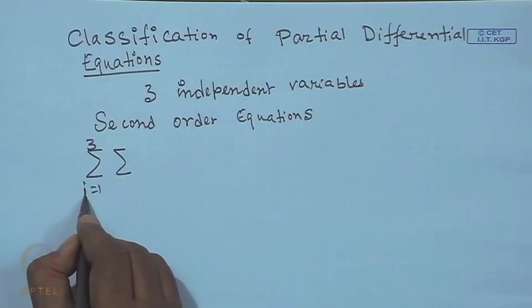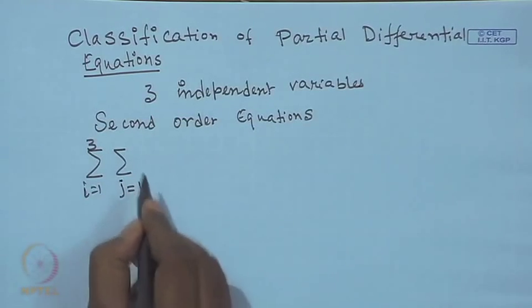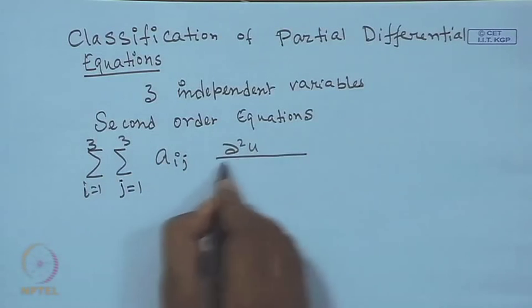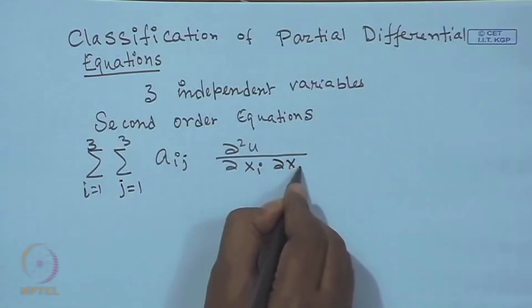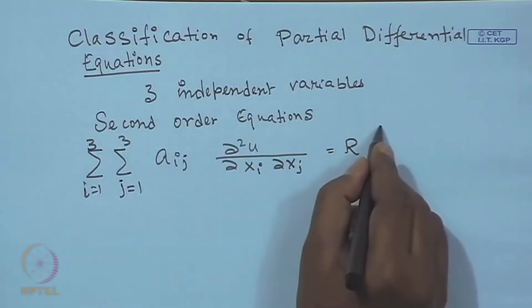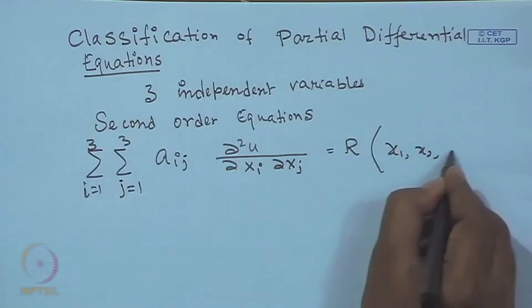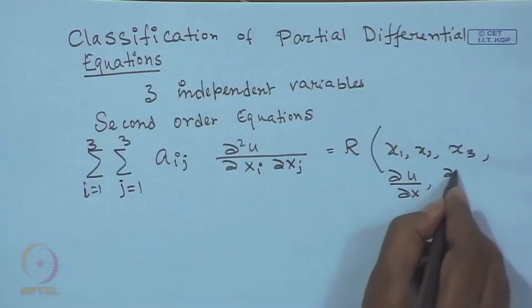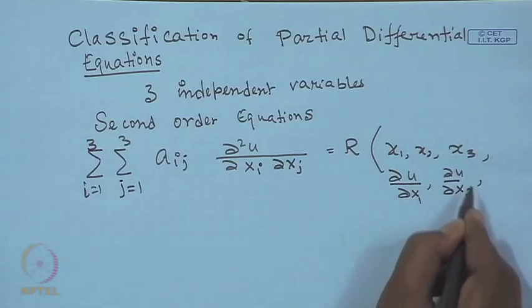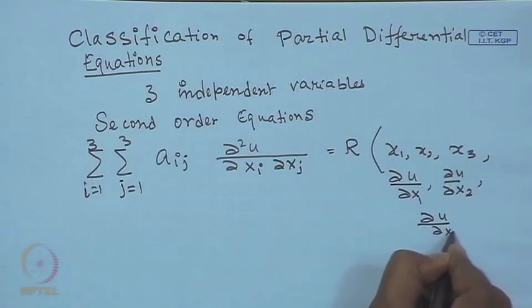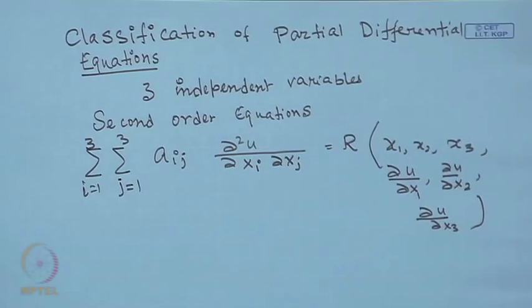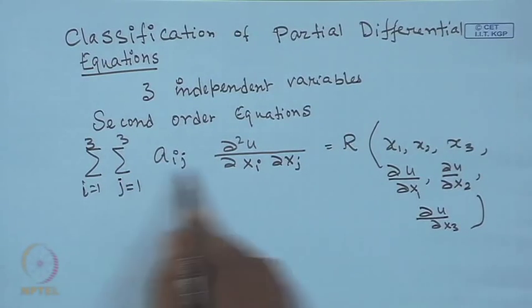in this form: i equal to 1 to 3, j equal to 1 to 3, a_ij del square u by del x_i del x_j is equal to r(x1, x2, x3, u, del u by del x1, del u by del x2, del u by del x3). So, these coefficients a_ij can be functions of x's as well. So, most of the equations can be cast in this form.